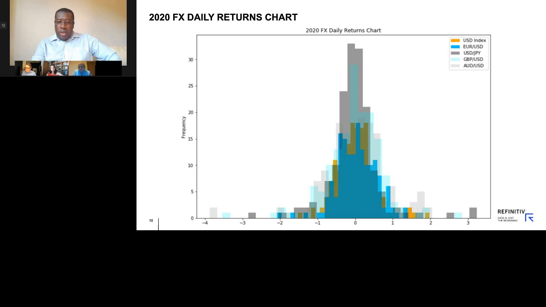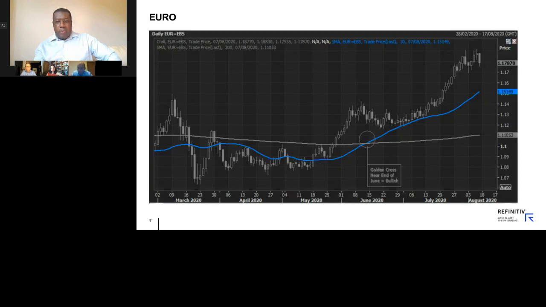Now, I've put on the screen a daily euro-dollar chart which shows the golden cross that happened, and that basically shows the market was getting much more positive about it, and that led to the break higher. However, the fact that it didn't break 120, and the fact that at the moment we have a very large long position in the euro, I think the biggest ever long position in euro futures, means there's a good chance you can get a dip back in the near term, but longer term the expectation is that we head higher.